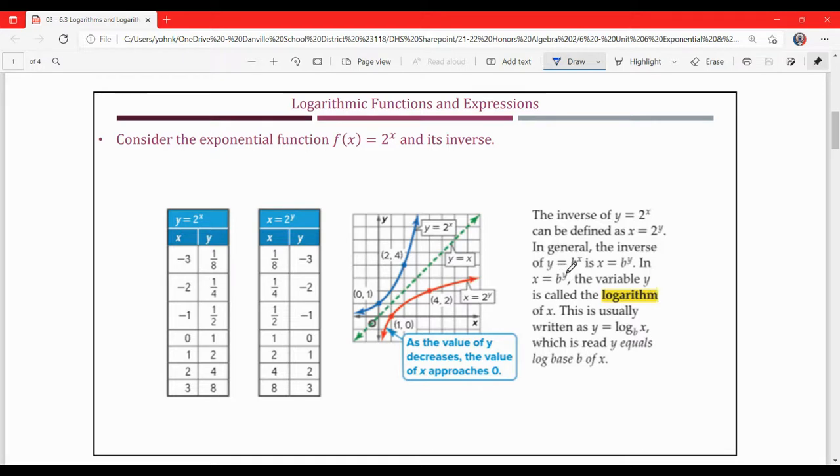The variable y, that part in the exponent, is called the logarithm of x. The way that you read it is y equals log base b of x. And so because the y value is now the logarithm, we have this new function called a logarithmic function.